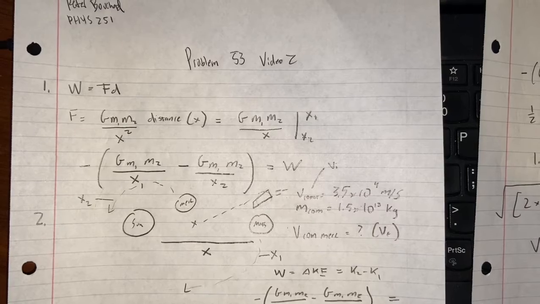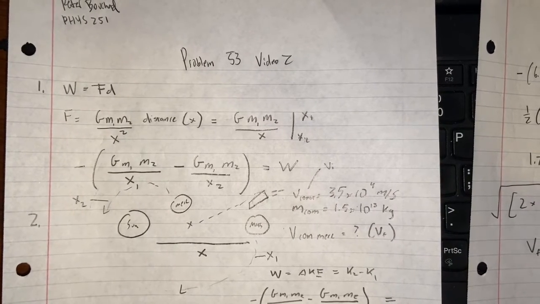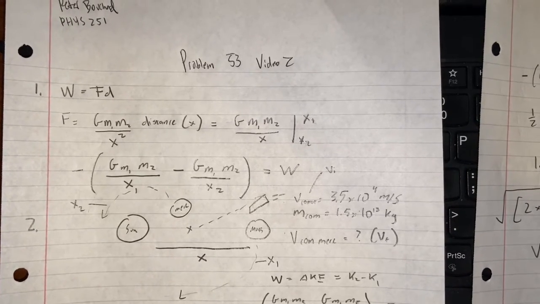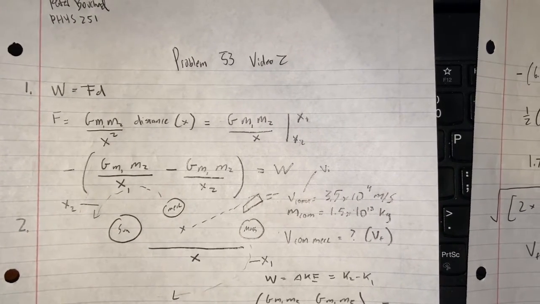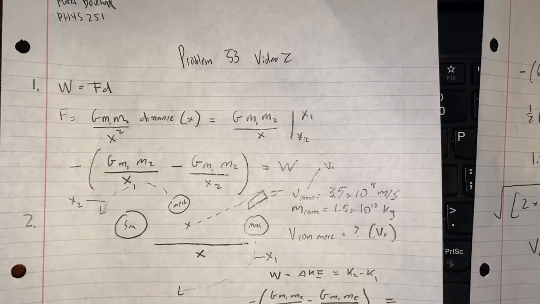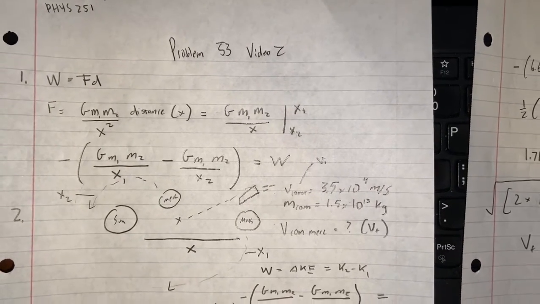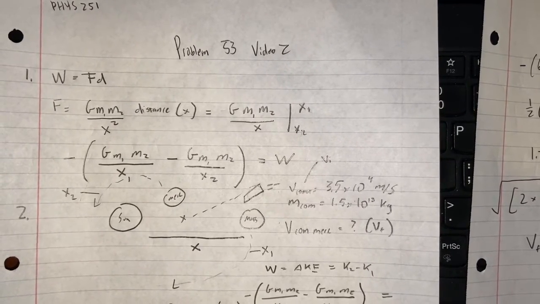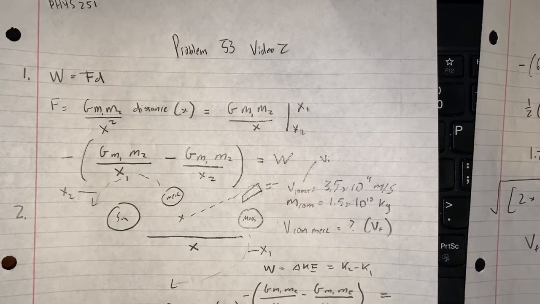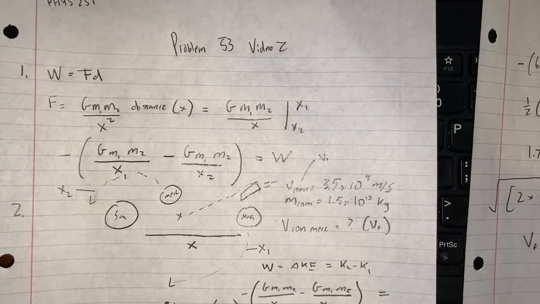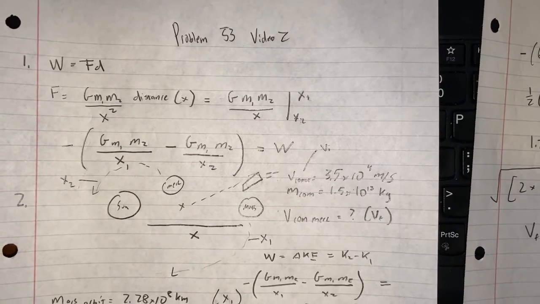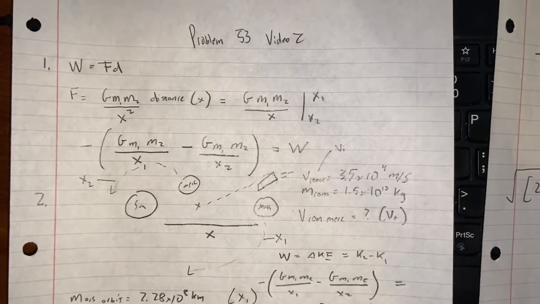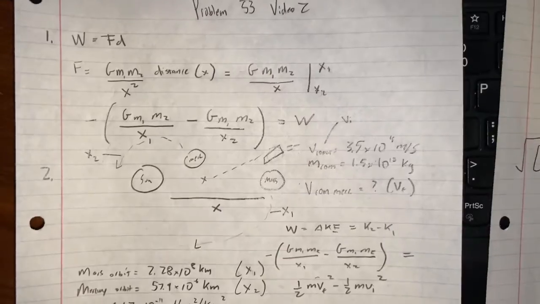So we plug that back into our original equation. Negative force, which is going to be that value we just got, is going to be negative the gravitational constant times the masses of these two objects over the first distance, which is x1, and we know that's greater than the other distance, x2, and that's going to equal the work. So that's how much work is done by gravity when the separation changes from the distance x1 to x2. And that's going to be used in the second part.